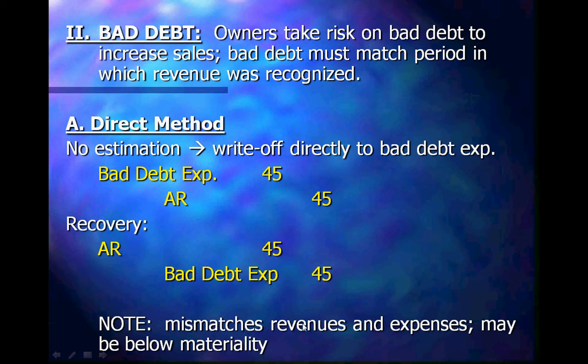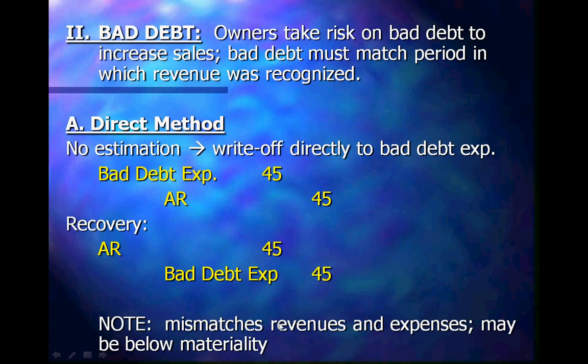This mismatches revenues and expenses. The reason companies can do this is that the amounts usually aren't material. In other words, they aren't big enough. And what I mean by mismatching it is that if you recognize the revenue, say in January of 2012 when you made the sale, you really wouldn't do this write-off step until maybe June of 2012 when you've given up on this person. Therefore, you're recognizing this expense in a very different accounting period than when the revenues first happened. So you have to be careful with that. The direct method is only allowable according to GAAP because it's for small numbers. If you have big numbers that are doing this, then you have to do it differently.